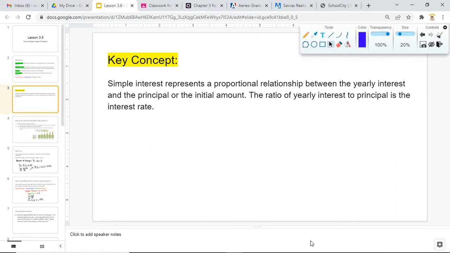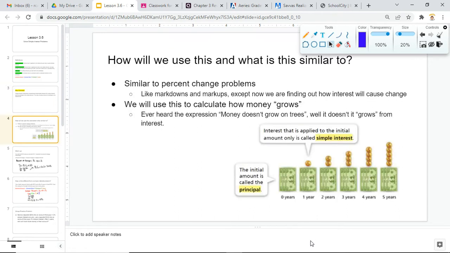So our key concept today: simple interest represents a proportional relationship between the yearly interest and the principal, or the initial amount. The ratio of yearly interest to principal is the interest rate. Okay, so how do we use this and what is it similar to? It's very similar to percent change problems. It's just like markdowns and markups, except now we're going to find out how much interest will cause change. We're also going to use this to calculate how money grows.